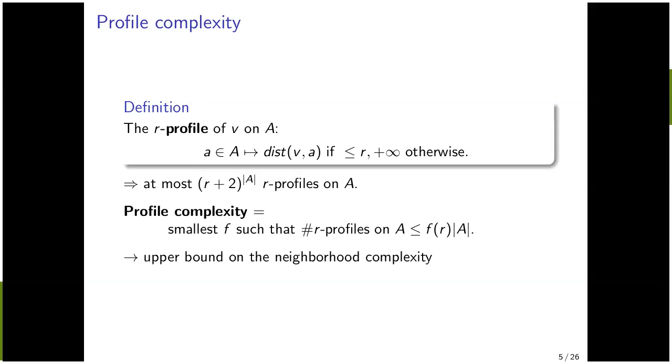Now what I will define to be the profile complexity of a class C is the smallest function f such that for any graph in the class, for every set A of vertices, for every R, the number of R-profiles on A is at most f of R times |A|. Maybe it's not defined, but we'll see that in a class of bounded expansion, it is indeed defined. And this is clearly an upper bound of the neighborhood complexity, just because it's an object that contains more information. So there are more profiles than just the number of intersections between A and balls of radius R.